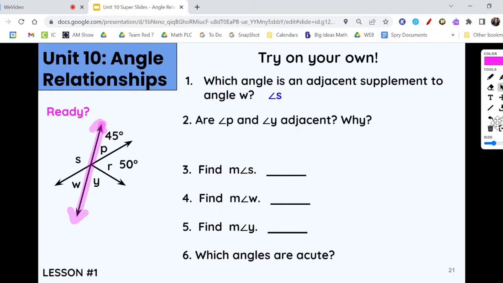Are angle P and angle Y adjacent? Well, let's take a look. Here's angle P, and here's angle Y. Do those share a side? No. So no, they're not adjacent. They don't share a side.